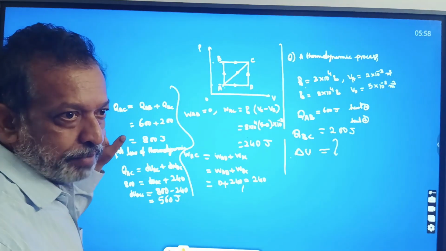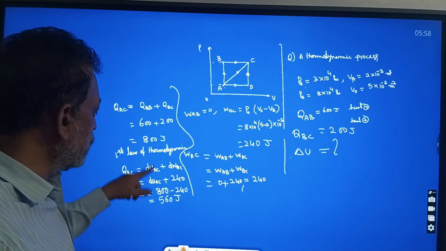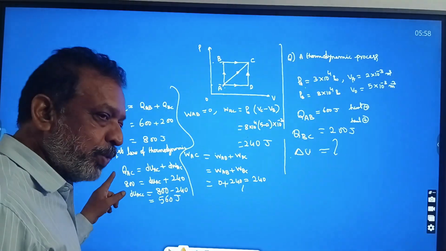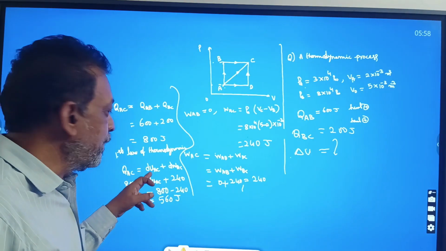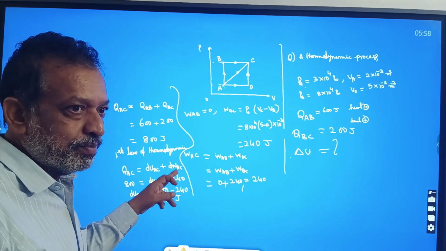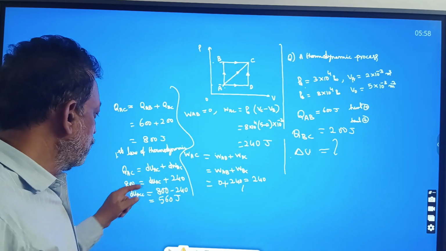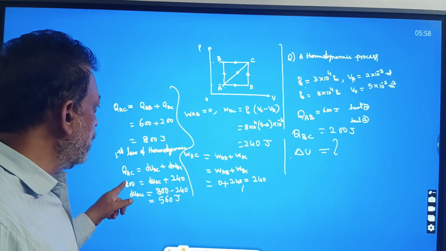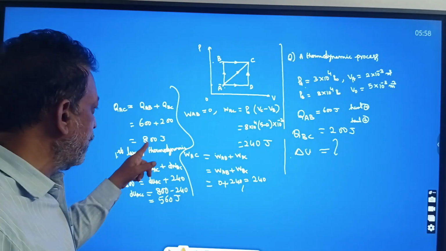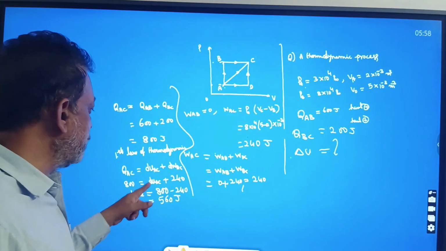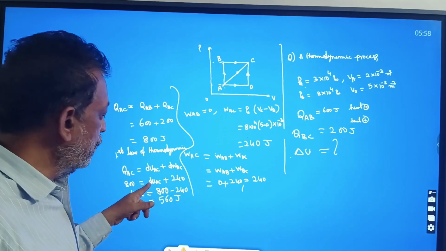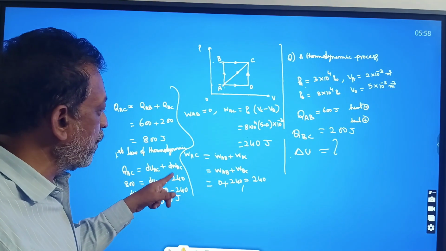Now, our first law: QAC is equal to internal energy plus work done in AC. The heat supplied is 800, so 800 is equal to ΔUAC plus 240.